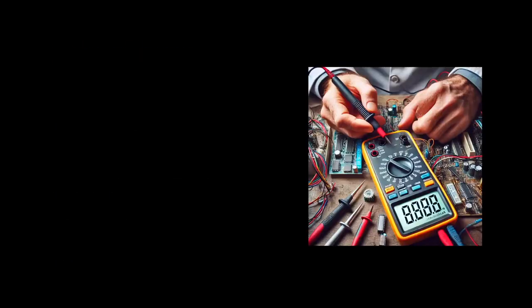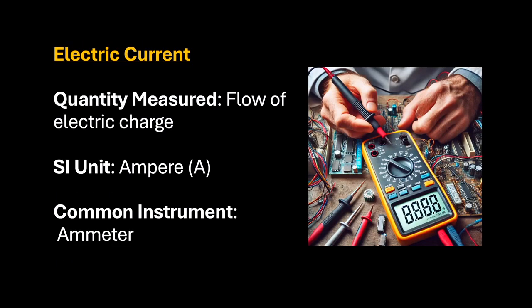Next is now electric current. The electric current is nothing but actually the flow of electric charge. So electric current can be measured in ampere. The symbol is capital A, and the common instrument that we use to measure electric current is ammeter.